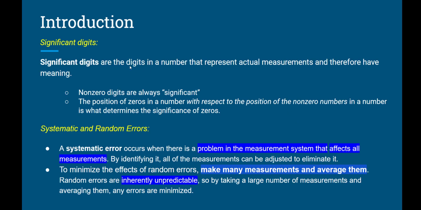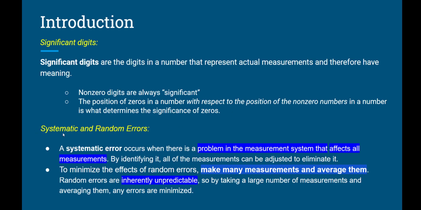Significant digits are the digits in a number that represent actual measurements and therefore have meaning. Non-zero digits are always significant. The significance of zeros will depend on the position of the non-zero numbers in a number. We will talk about this more in this video.